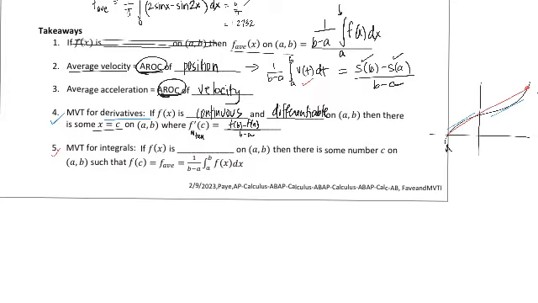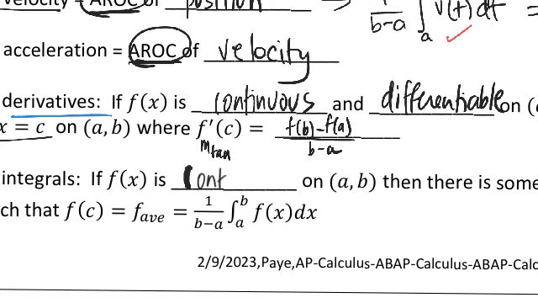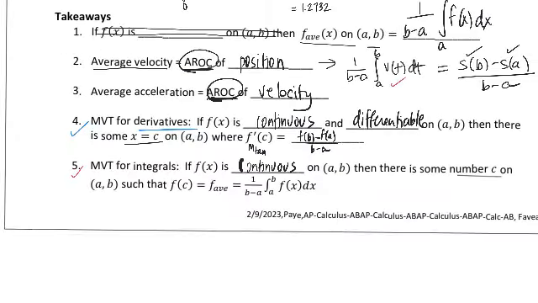Mean value theorem for integrals is what we learned today, and that one says that if f is continuous, you don't need to be differentiable for the mean value theorem for integrals, then there will be some number c on AB such that f of c is equal to f average, and f average is, of course, the average value integral.